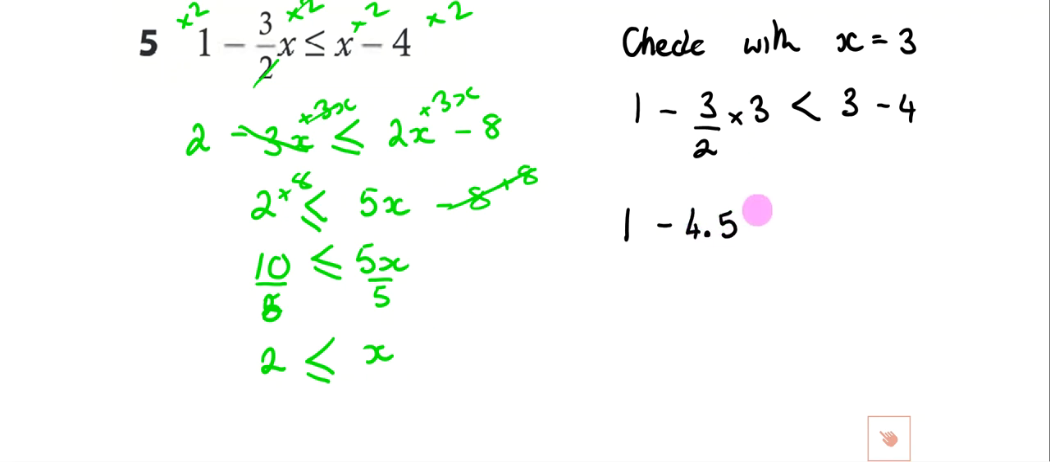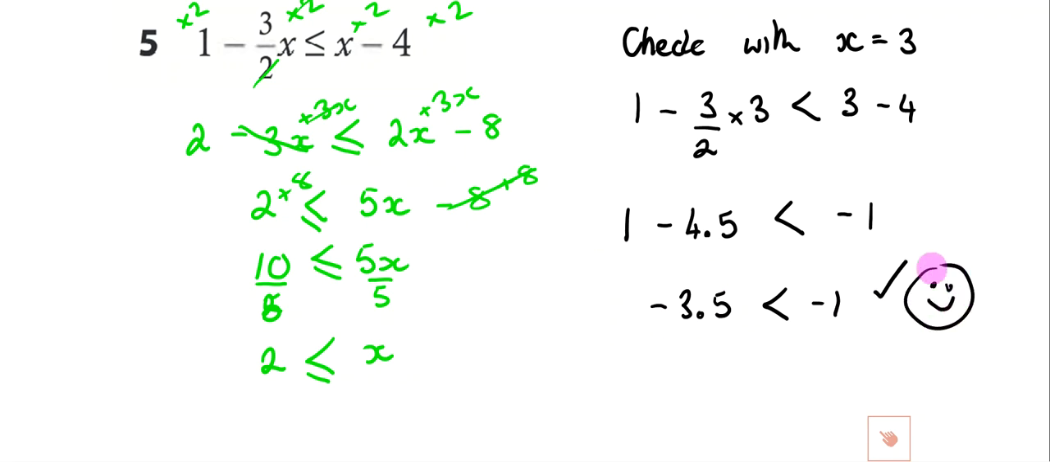Are you happy with decimals and fractions? Yeah. Okay, that should be less than 3 minus 4, and we can already see, can't we? What's 1 minus 4.5? Negative 3.5. Should be less than negative 1, and it is, so we are happy with what we did.